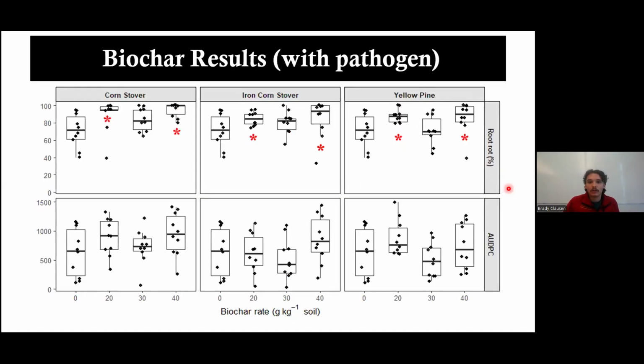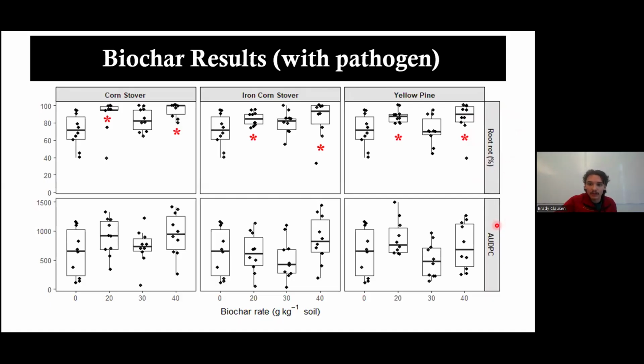So now I'm just switching gears slightly. The same experiments, the only thing we're doing is these treatments had the pathogen present. So there is a pathogen in the soil trying to infect the soybean. And what we see here is the graph is essentially set up the same way. We're faceted by corn stover, iron corn stover, and yellow pine. The top set of graphs is going to showcase the root rot percentage, so the percentage of rot that we found on the roots at the end of the experiment.